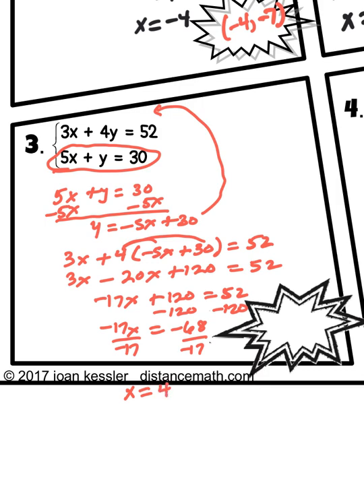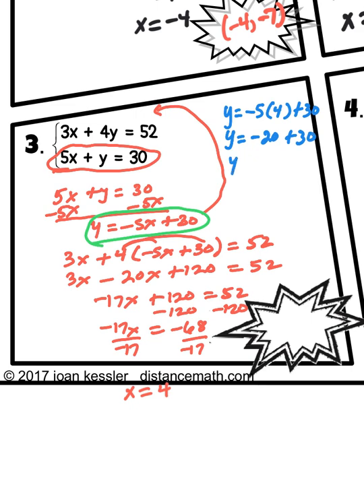I'm going to go ahead and substitute into the equation that I had originally, which is this one here. So I have y equals negative 5 times 4 plus 30. Y equals negative 20 plus 30. So you get y equals 10. So the solution will be 4 comma 10.